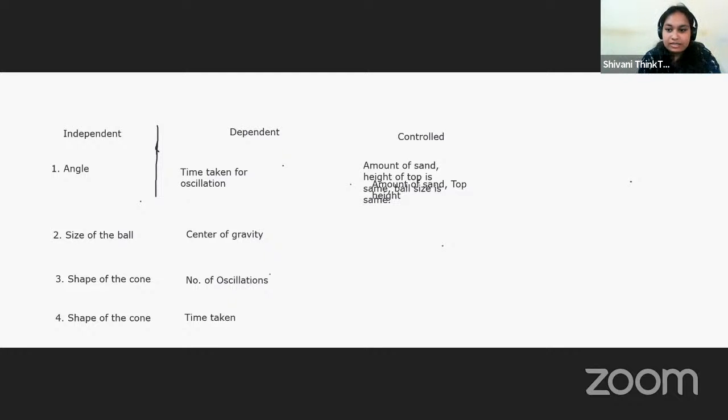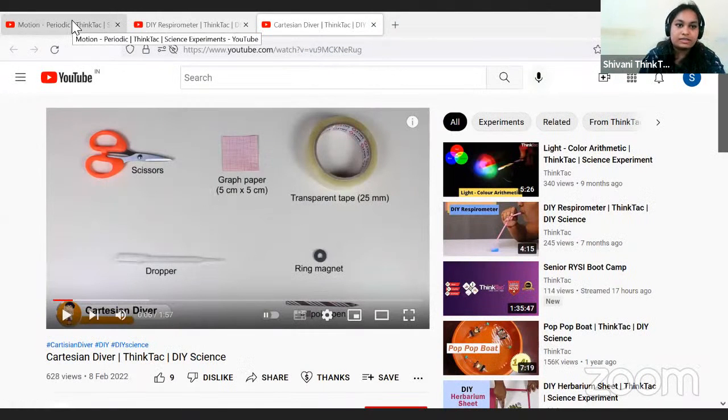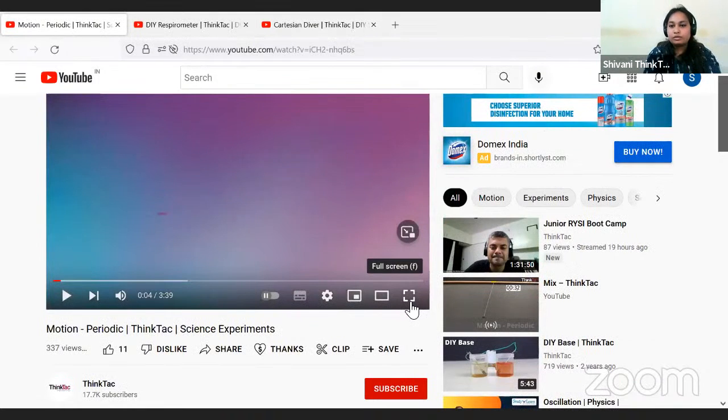So let's try seeing some of the other activity. Now let's watch this activity. And I want you to find out what is the independent, dependent, and controlled variable here.